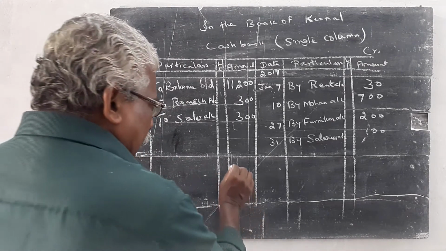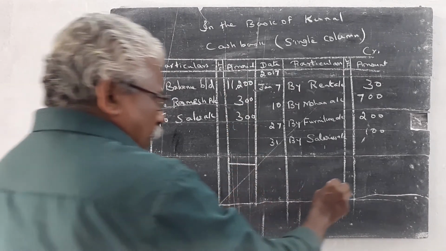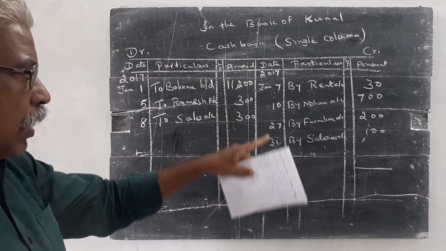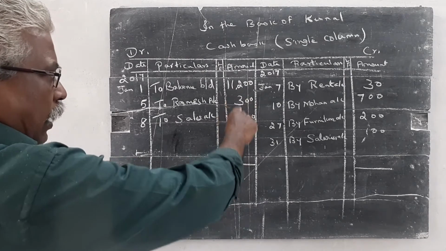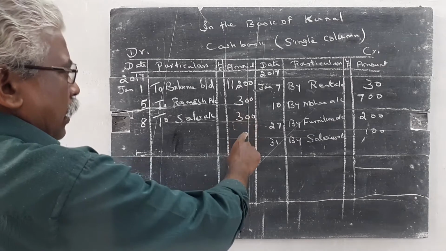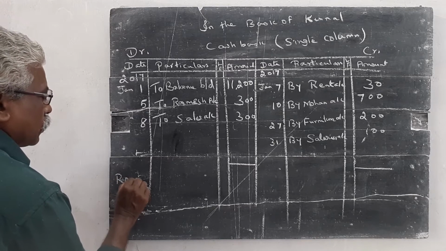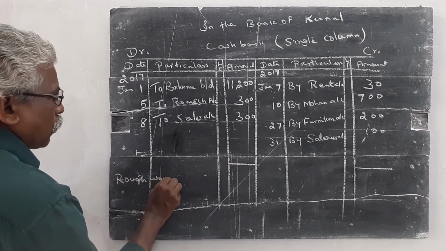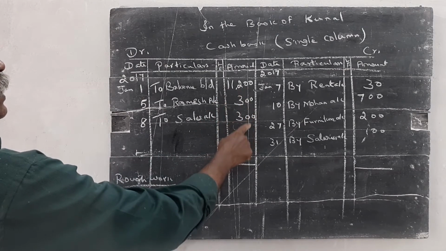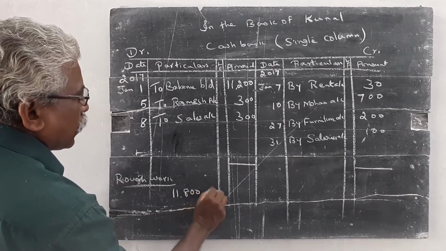First, we draw a single line on both sides. Here in the amount column we draw a single line, here also we draw a single line. Then we total the information one by one. If you total it, we get 11,200 plus 300, 11,500, plus 300, 11,800 is the total. You can write this as rough work here. This is the total for the debit side.